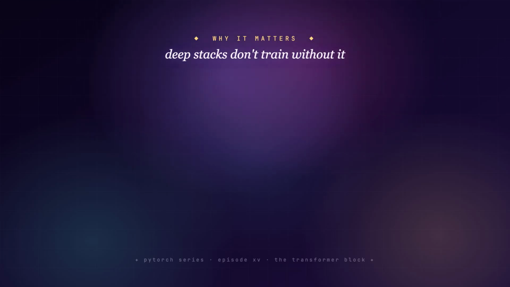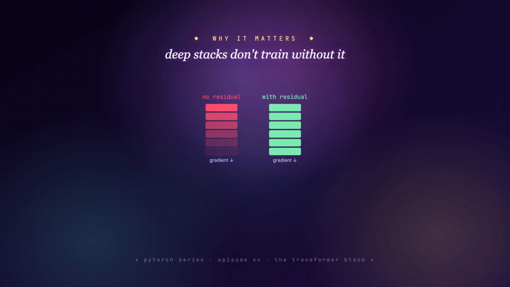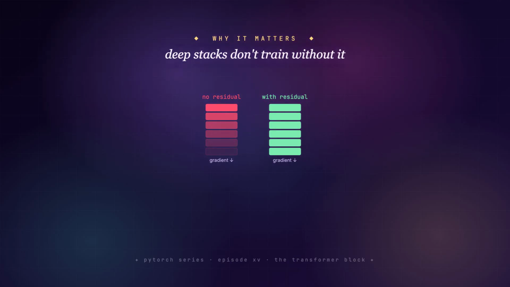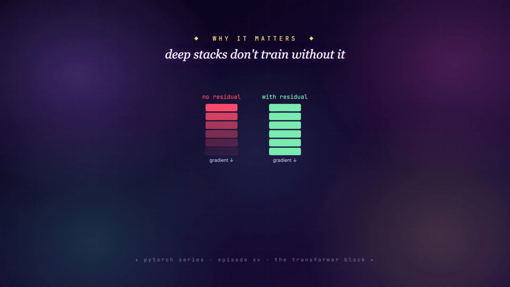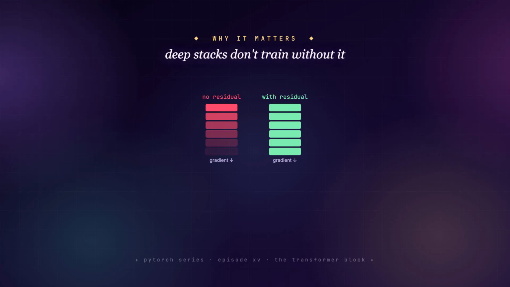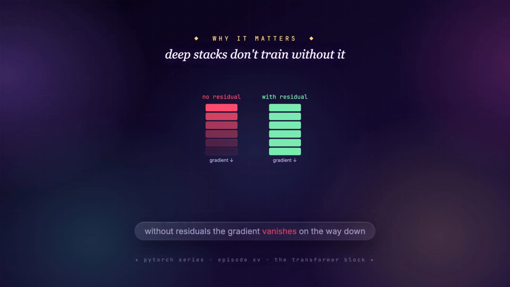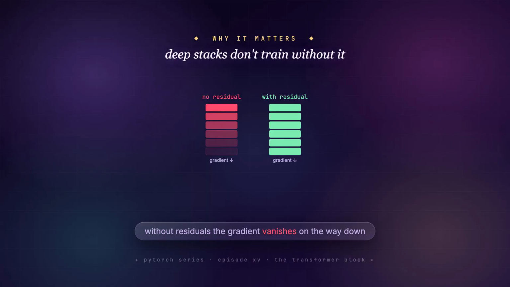Why residuals matter? Why does that matter so much? Picture a stack of 40 blocks with no highway. A gradient trying to reach the bottom layer has to squeeze back through 40 transformations, and it shrinks a little at each one until at the bottom there's almost nothing left to learn from. That's the vanishing gradient, and it's why deep nets used to be untrainable. The residual highway gives the gradient a clean straight road home. Add the skips and suddenly you can train networks that are dozens of layers deep.